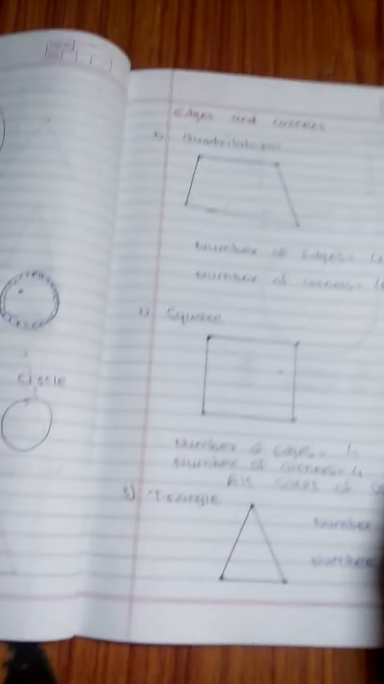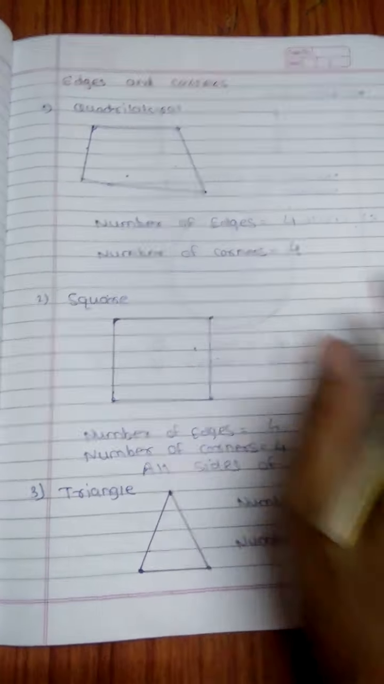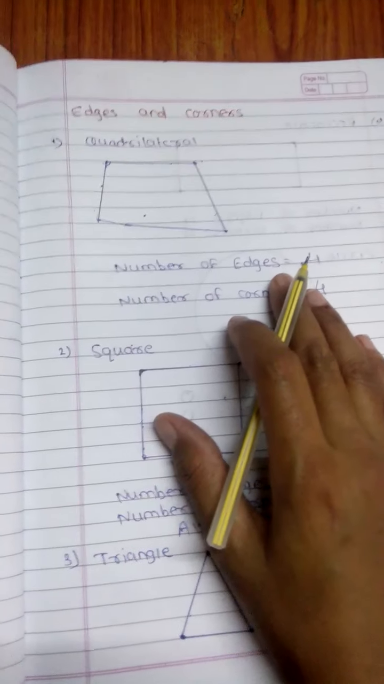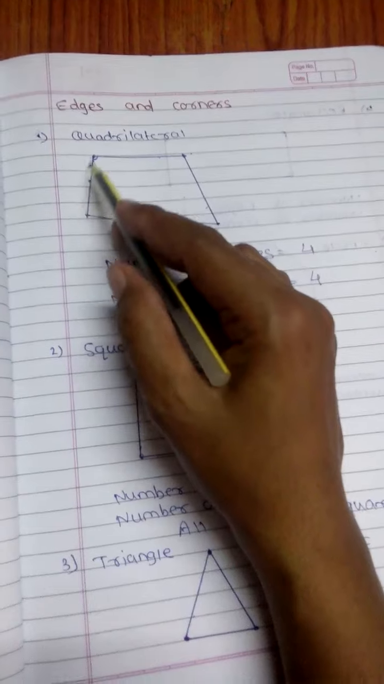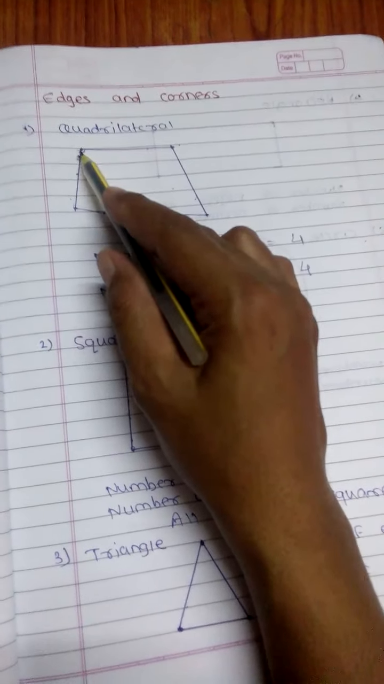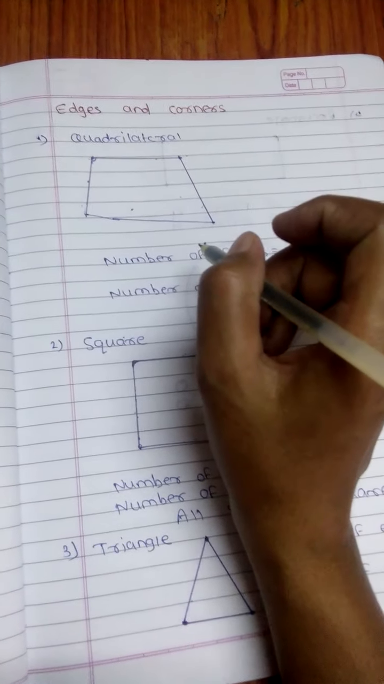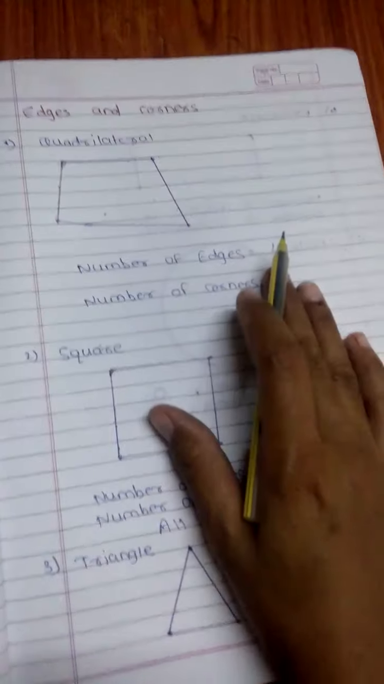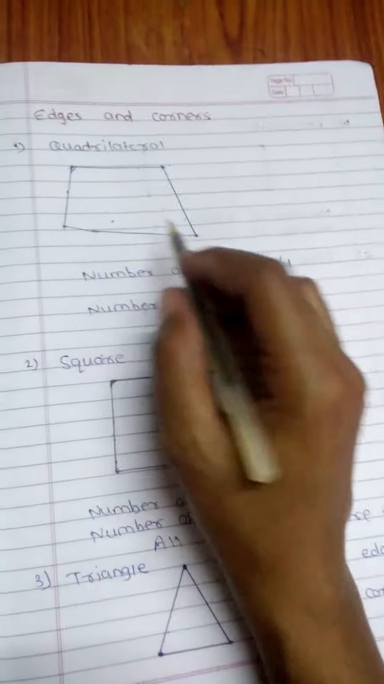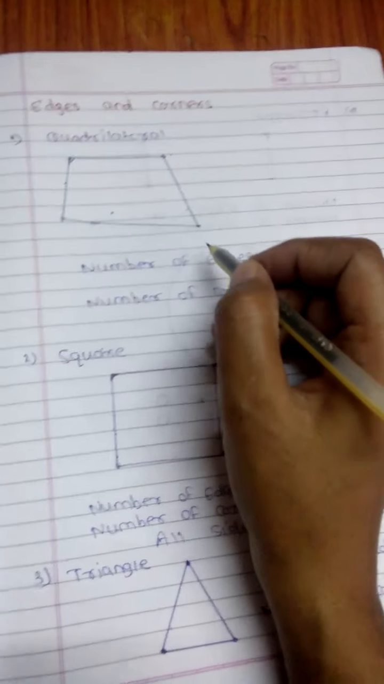Now we see the edges and corners. Edges means sides, and corners means where two edges are joined together, that point is called a corner. Now first, quadrilateral. In quadrilateral we count the edges and corners.